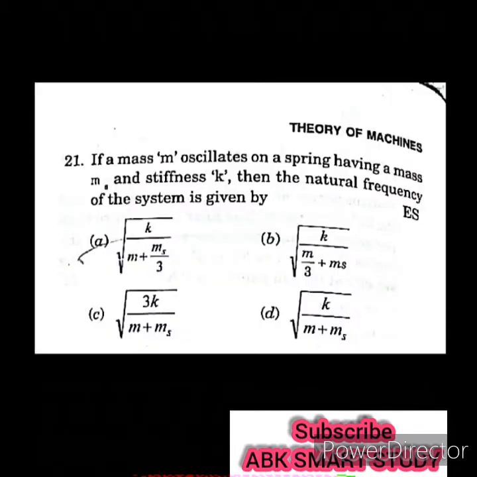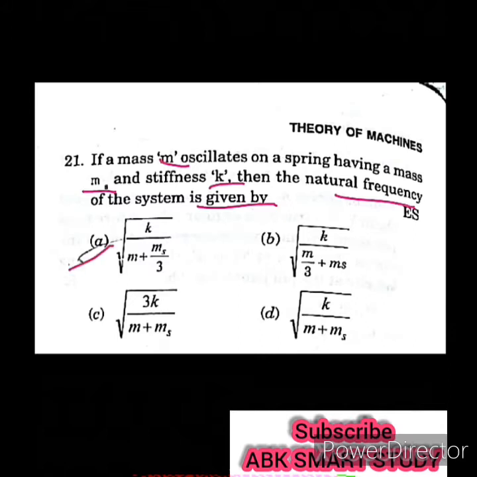So let us start with question number 21. If a mass m oscillates on a spring having a mass ms and stiffness k, then the natural frequency of the system is given by. So mass and spring stiffness k are given; the natural frequency of the system is given by. Here four options are given.